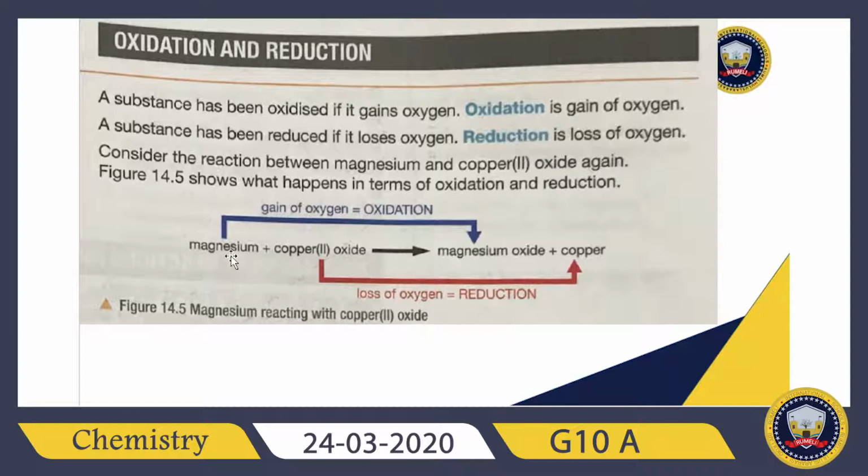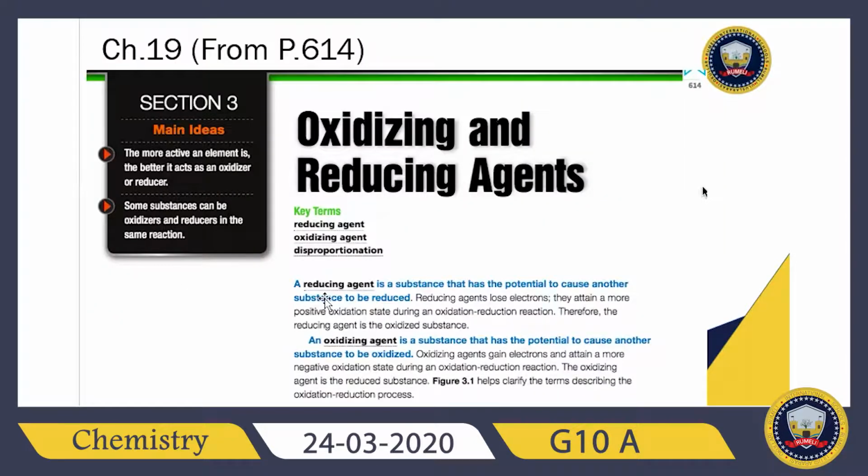So here, this magnesium gained oxygen, so it is oxidation. The process that happened on magnesium is oxidation, and the process that happened on copper(II) oxide is reduction. Look, it lost the oxygen and it became copper alone. Magnesium gained the oxygen and it became magnesium oxide. So, as you remember, oxidation is also loss of electrons.